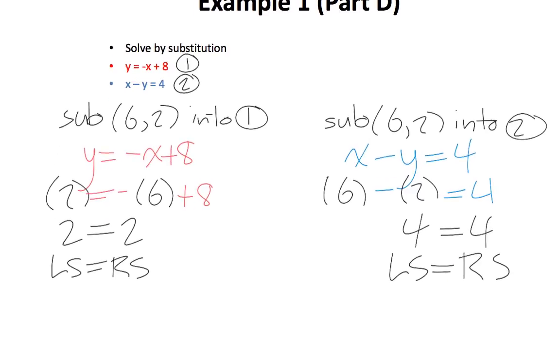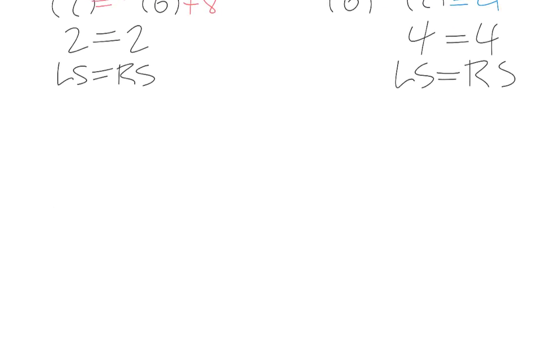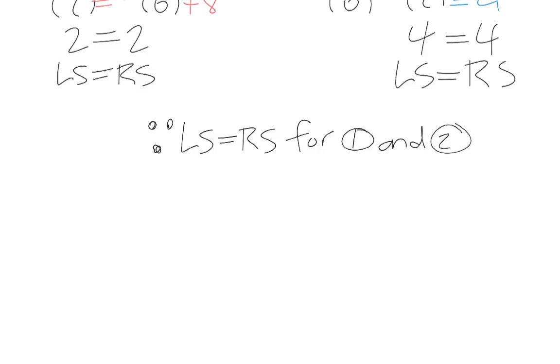Let's write a concluding statement. Since left side is equal to right side for equation 1 and equation 2, therefore, the solution or point of intersection is indeed (6, 2).